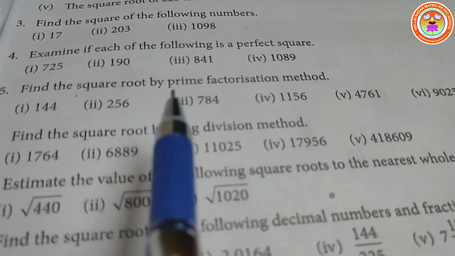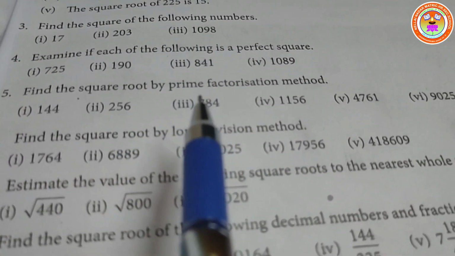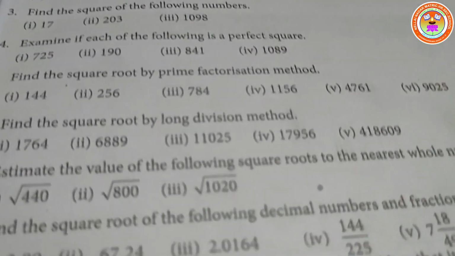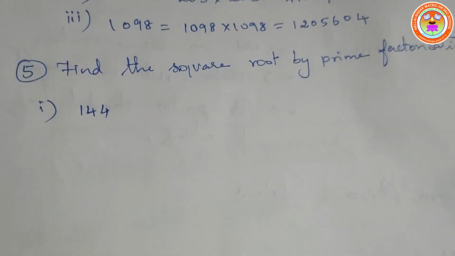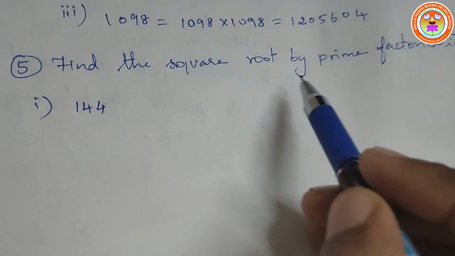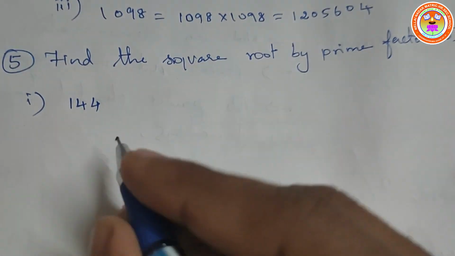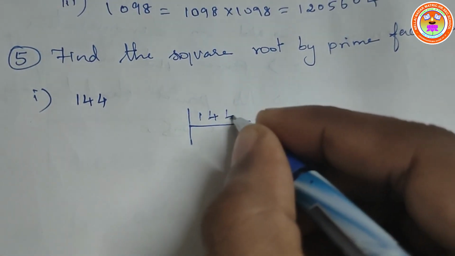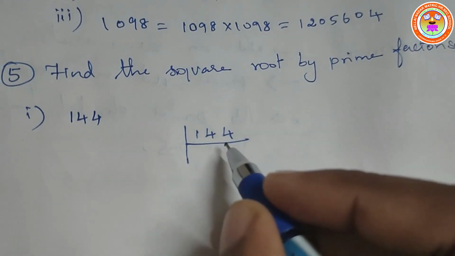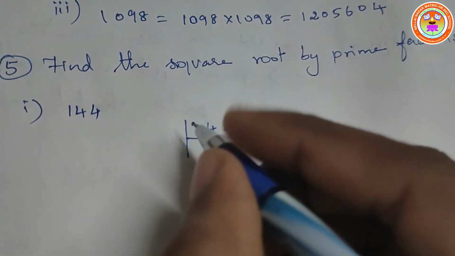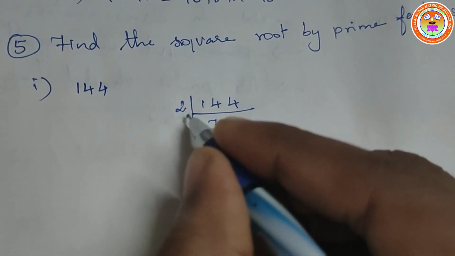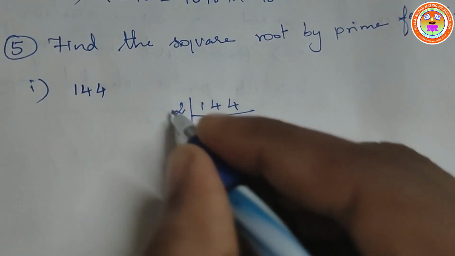Find the square root by prime factorization method. Here the first number is 144. Prime factorization method means you have to use only the prime numbers. 144, which table will it come in? Take the prime number 2. 7 2s are 14, 2 2s are 4.